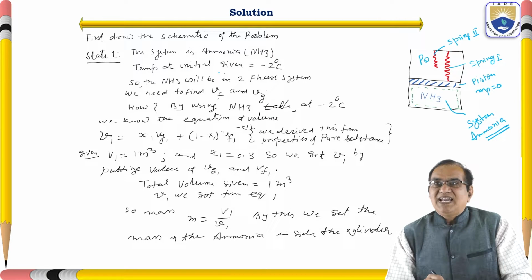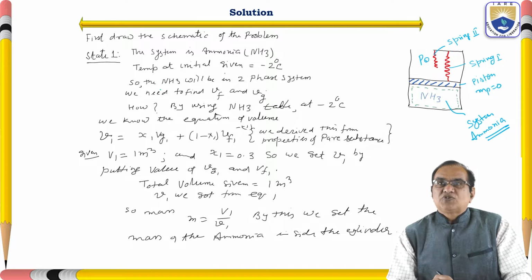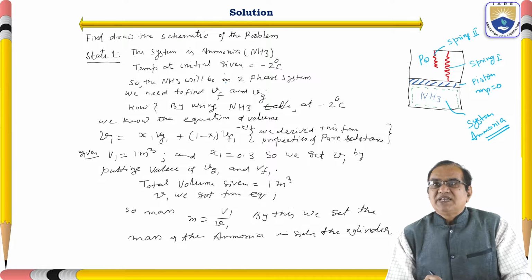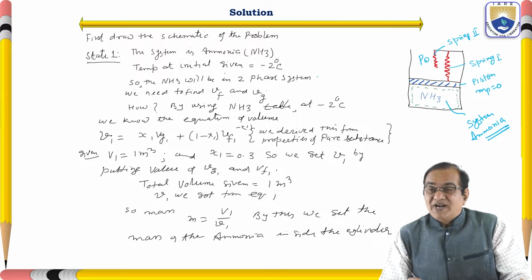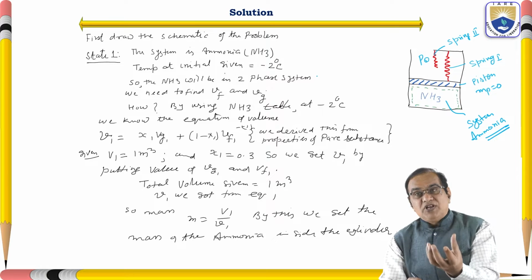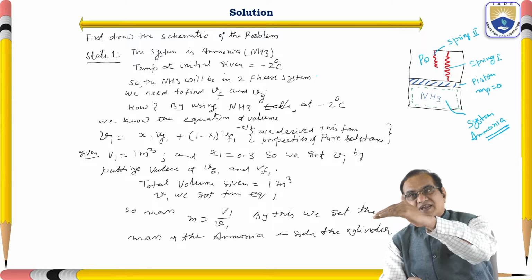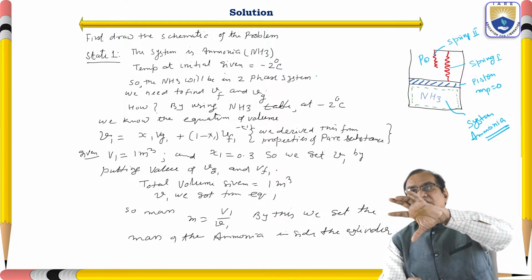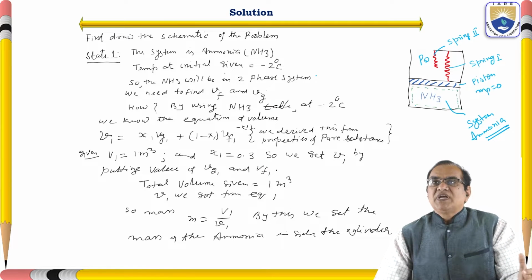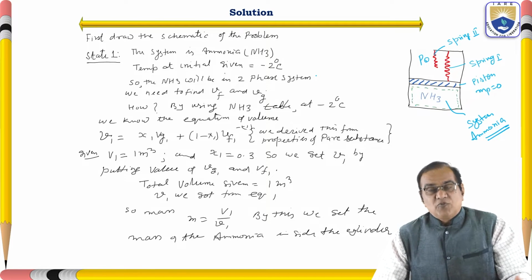Temperature at the initial state is given as -2 degrees centigrade. So the ammonia will be in a two-phase system, because ammonia is like water. It will also be in the two-phase system. It means first it will be liquid, then vapor. So if both liquid and vapor are there, we call it a two-phase system.